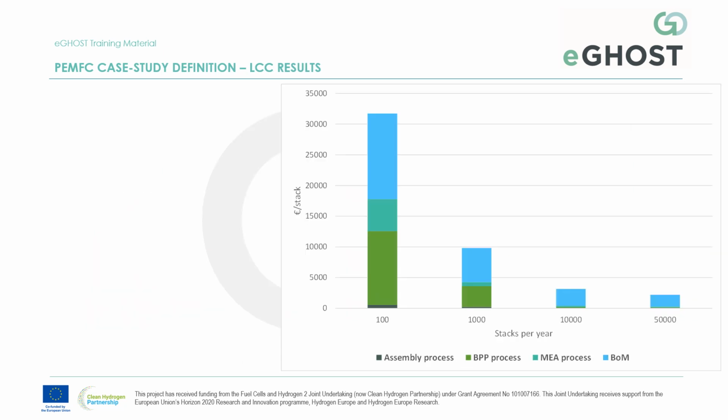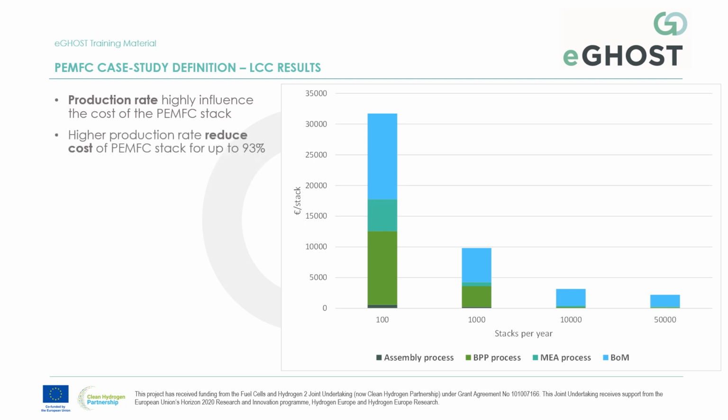Now let's check the life cycle costing results. The production rates highly influences the cost of the PEM fuel stack, as it's quite clearly seen on the graph. And yeah, the higher production rate reduce costs of PEM fuel stack up to 93%. The cost of materials becomes more influential with higher production rates. Yeah, because the cost of the processes itself became less significant with higher production rates, while the materials do not reduce that much.